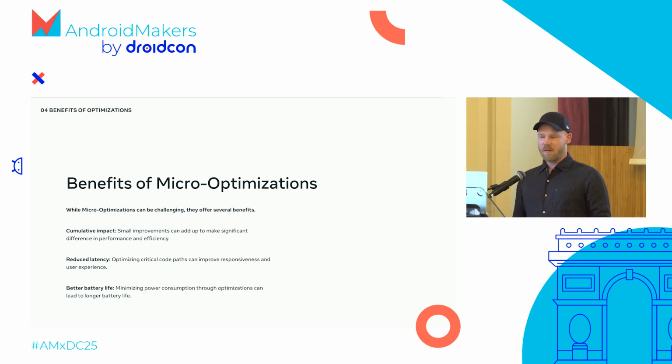Then there will be reduced latency, since the micro optimizations would be applied to the critical code path. So the areas that your users go through a lot, and that will just reduce latency overall, because you're making the path, ideally, faster, right? And then the better battery life, that's going to lead to minimizing power consumption, because if we, for example, use less resources, the system needs to do less as well. And there's a lot more benefits of these micro optimizations.